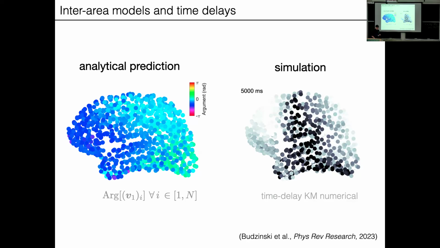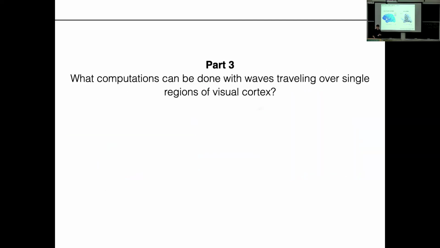I just want to show really quickly one application of this approach, which is at a different scale. And I think it will be interesting and useful for how we can take these types of analytical approaches and apply them to questions separated from this macroscopic brain dynamics. So I just wanted to mention quickly this point about what computations you can do with waves traveling over single regions of visual cortex.